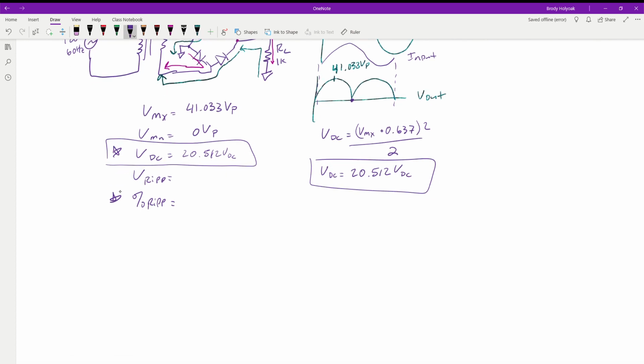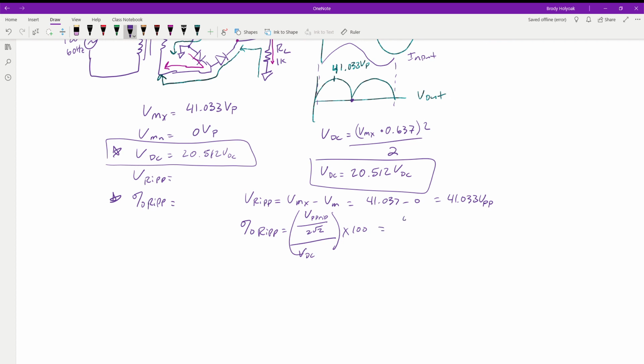We want to know our voltage ripple. So we take our Vmax minus the Vmin, which is 41.033 minus 0, so we have 41.033 volts peak to peak. That's how much we're changing. Then we want to solve for the percent ripple. Remember, that's the peak to peak ripple voltage divided by 2 root 2, and that's divided by our VDC, the whole thing times 100 to give us the percent.